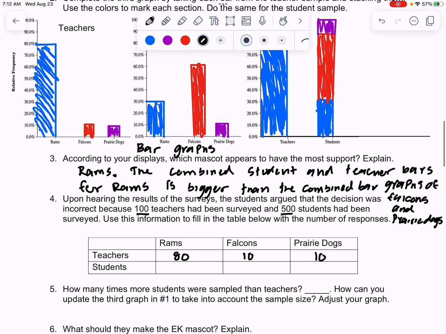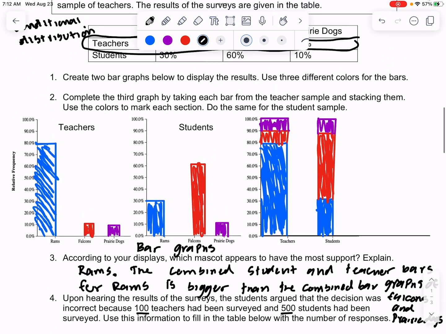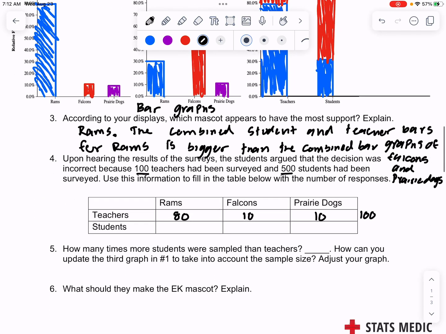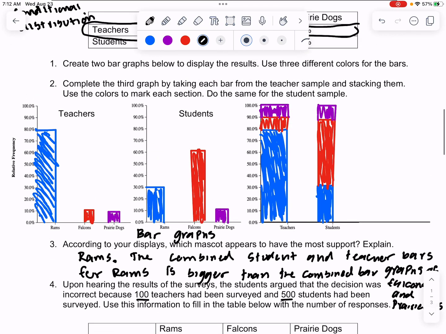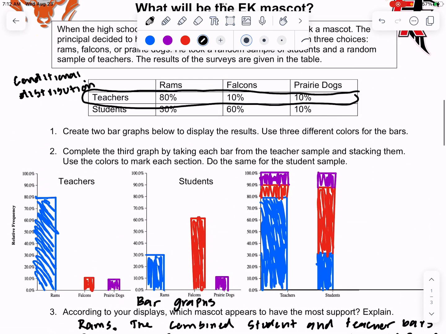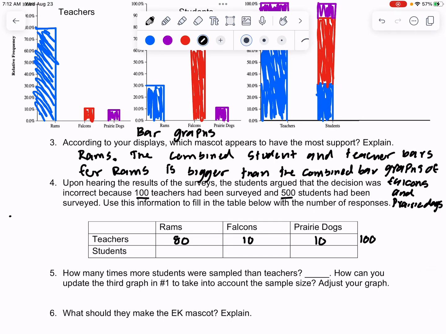And the total would obviously be 100 because we surveyed 100 teachers. Now for students, it's 500 students. So in order to find 30% of 500, I have to say 30 over 100 times 500. Right? So the hundreds would cancel, and I would just get 5. 5 times 30 is 150.